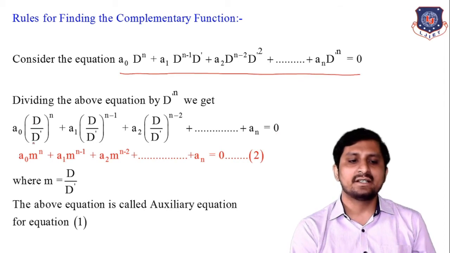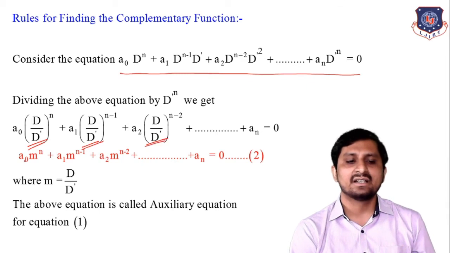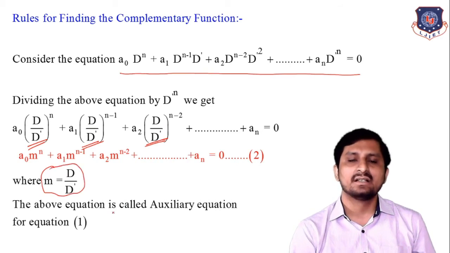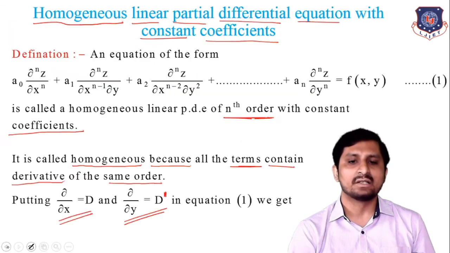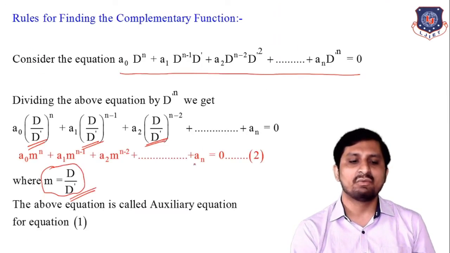And now call it D by D dash. Let's take D by D dash as small m, so I will get a0 m raised to n, plus a1 m raised to n minus 1, plus a2 m raised to n minus 2, plus up to an, that is equal to 0. Call this equation number 2, where this m is equal to D by D dash. So the above equation is called the auxiliary equation for equation number 1. This is my equation number 1, and for this equation, this is my auxiliary equation.